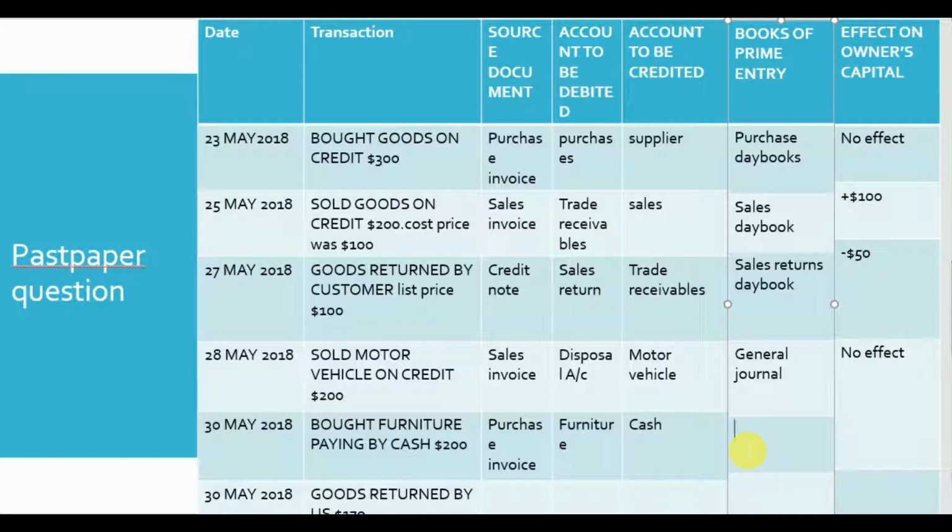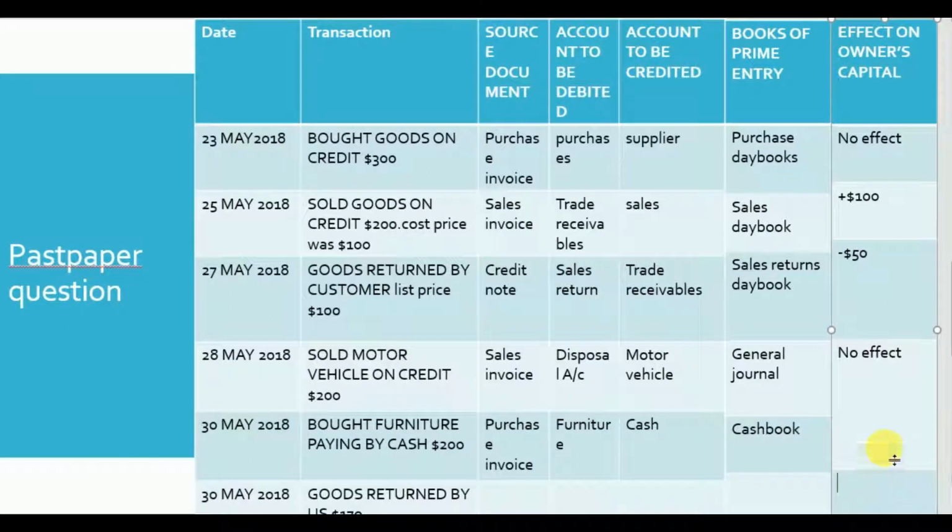Do you think that it is general journal? No, it is not general journal. The reason is that we are paying it in cash, and anything concerned with cash or bank will be recorded in cash book. So please be attentive and vigilant about this fact that whenever we are buying anything in cash or bank, we need to record it in cash book. Students sometimes make this mistake. They see that furniture is being bought, so they write it down in general journal. It is a common mistake in students, so avoid this mistake and read the question very carefully.